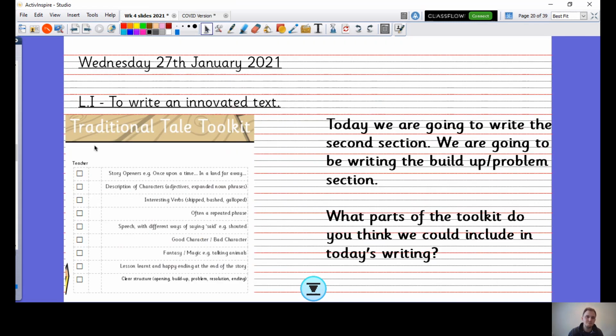Okay, excellent. So today we're going to be writing our second section. So remember, I cut my text map up on Monday and Tuesday, and you guys hopefully cut yours up as well. You're going to find where you finished yesterday, and you're just going to carry on writing a little bit more for me. And we're going to be writing the build-up and problem section. So we are always referring to our traditional tale toolkit because this is what your teacher wants to see in your lovely writing. Okay, hopefully on Friday, we're going to be able to tick off lots of these things that are in your story.